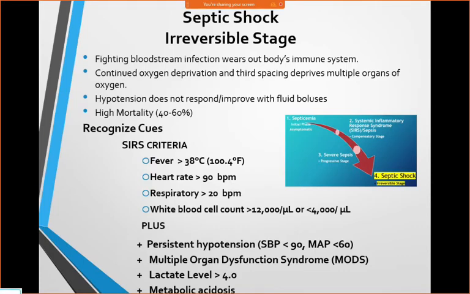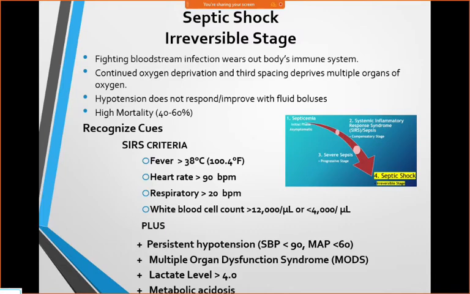None of the other stages of sepsis, you can manage those out on the floor because you're just giving IV antibiotics, making sure the cultures are done, giving IV antibiotics and fluid if necessary. The irreversible stage is where you have your SIRS criteria plus persistent hypotension, meaning even after fluid, you are still hypotensive with a blood pressure less than 90, and multiple organ dysfunction signs. Your lactate level is still greater than 4, and now you're starting to show a metabolic acidosis.